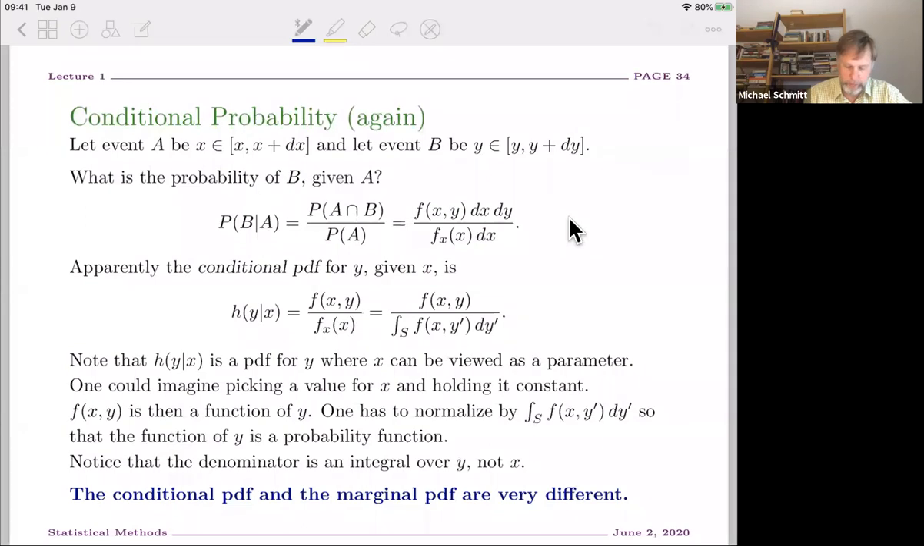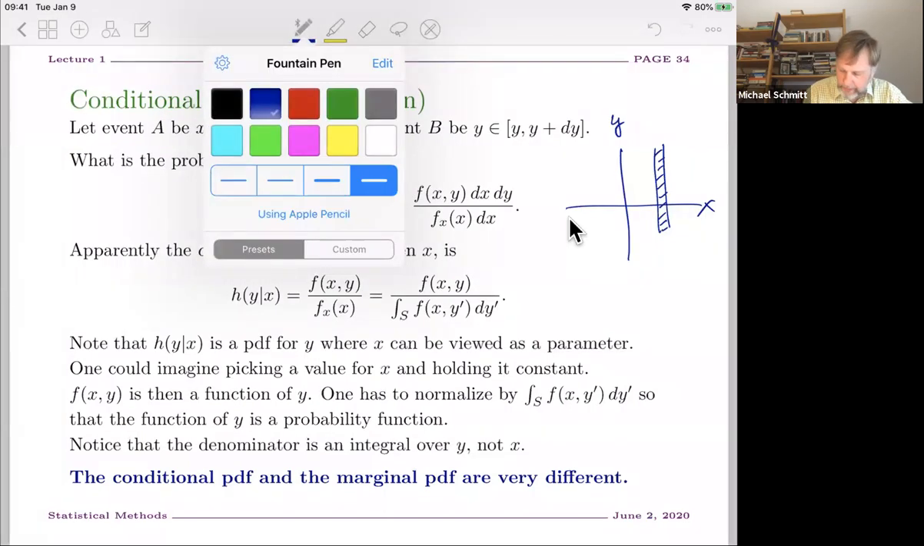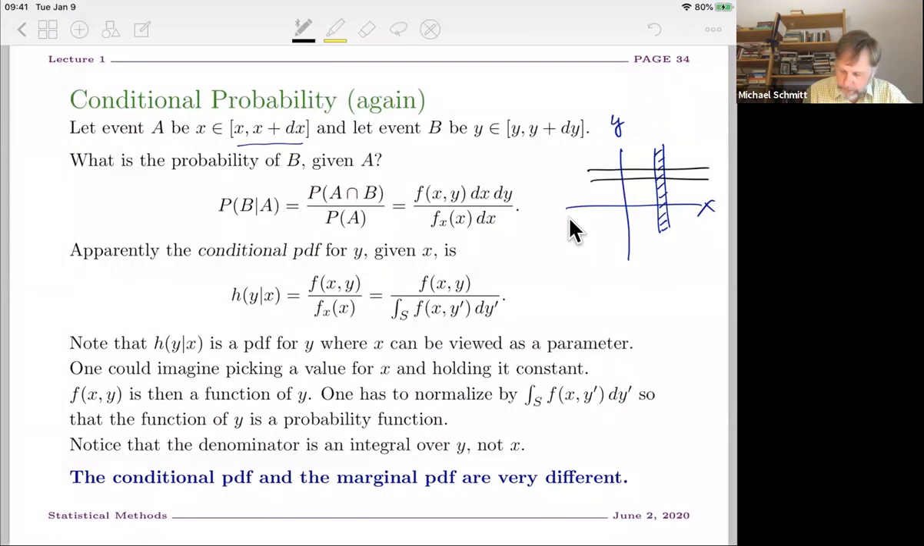So let's go back to conditional probability. In this case, let A now be that we've got an X in some range, and B is that we have a Y in some range. So this is X and this is Y. Then A corresponds to a vertical strip like this, and B corresponds to some horizontal strip like this.